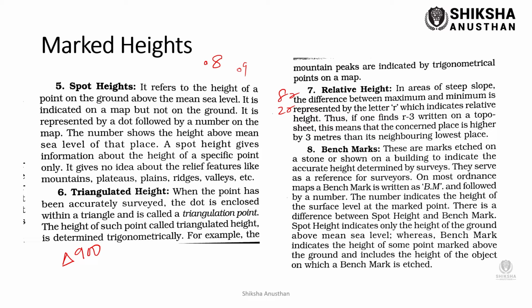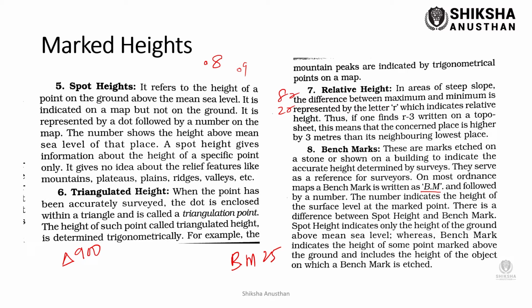Then coming to benchmarks. These are marks etched on a stone or on a building to indicate the accurate height determined by surveys. They serve as a reference for surveyors. On most ordnance maps, a benchmark is written as BM, capital B, capital M, and followed by a number. The number indicates the height of the surface level at a marked point. If it is written, for example, B.M. 25, this is a height of 25 meters above sea level.